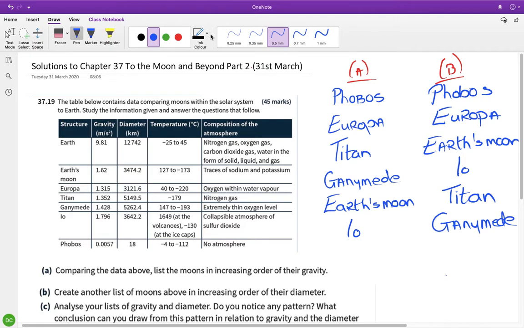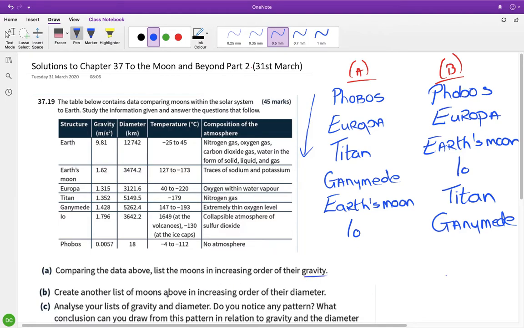So I have the first two done here. Comparing the data above, list the moons in increasing order of gravity, starting with the lowest gravity. Gravity is the second column here. The smallest number is 0.0057 for Phobos, so put that first. Next is 1.315, which is Europa. Next is 1.352, Titan. Next is 1.428, which is Ganymede. Next is Earth's moon, and then next was Io. So that's them in increasing order of gravity.